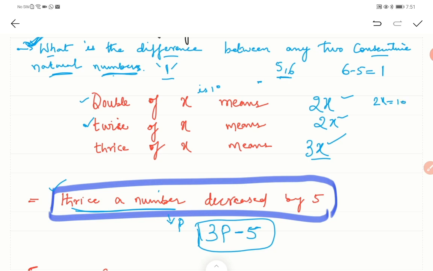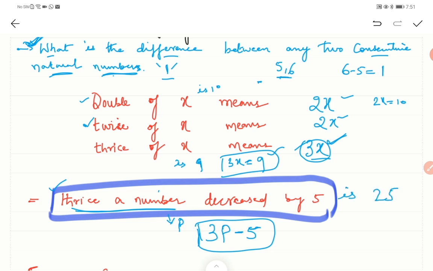Thrice of x is 9. If a statement like this is given, I will take 3x is equal to 9. So this is called an equation, and this is called an expression. All right, so here: thrice a number decreased by 5 is 25.